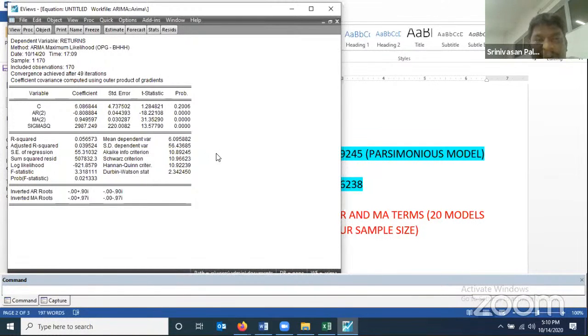Please note the number of observations. It is 170. Please make a note. Now I want to go for forecasting just the next 5 observations. Don't go for long predictions. It leads to failure.